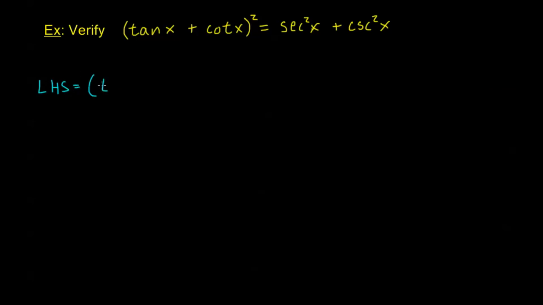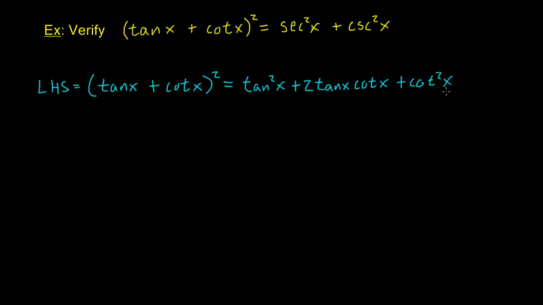I have tangent x plus cotangent x all squared. Now I could write this in terms of sine and cosine, but it's not very apparent that that's going to be helpful here. So first, why don't we go ahead and expand this out. This becomes tangent squared x plus 2 tangent x cotangent x plus cotangent squared x. Okay, let's try to simplify a little bit more.